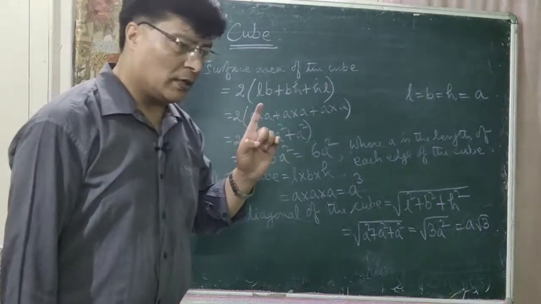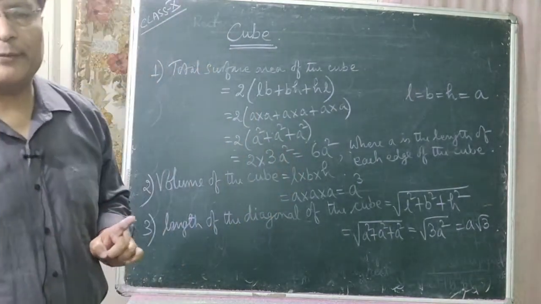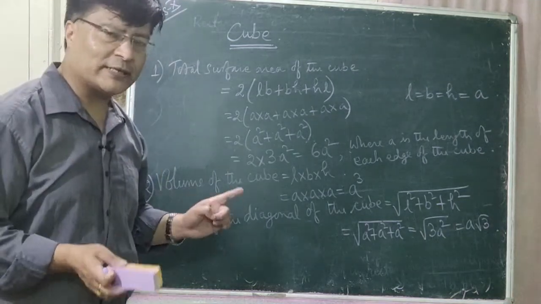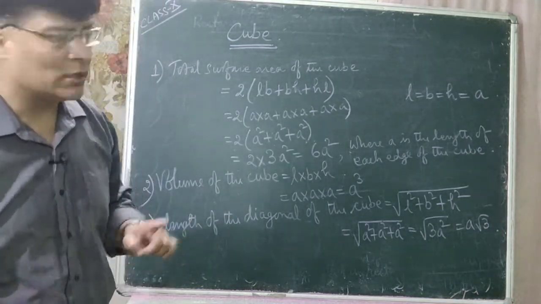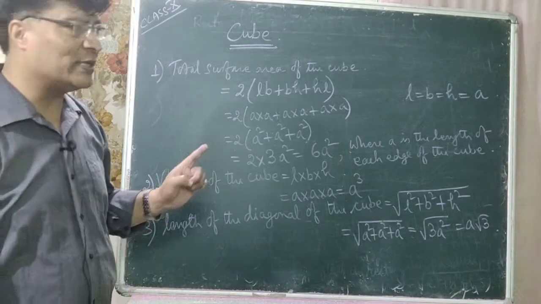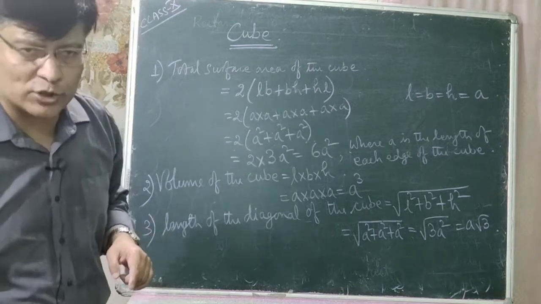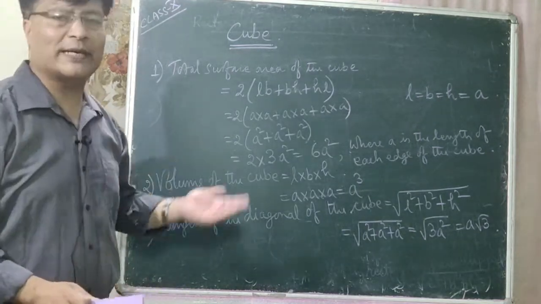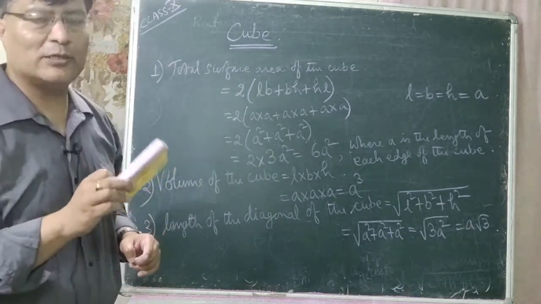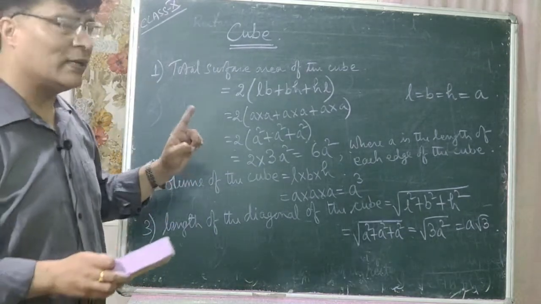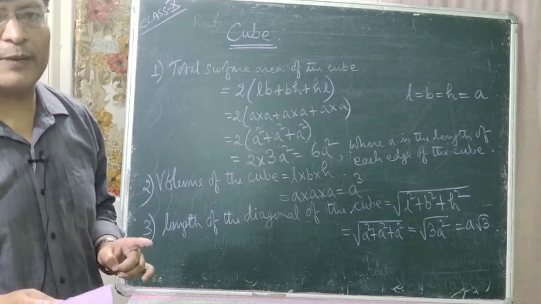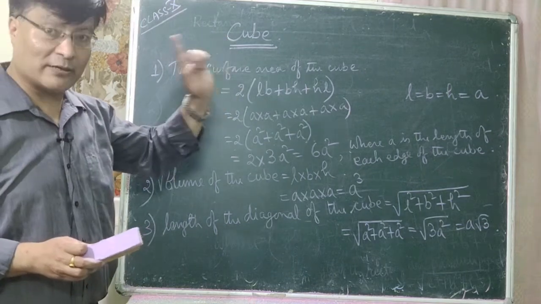That is, total surface area of the rectangular parallelepiped is equal to twice within bracket LB plus BH plus HL. What is the volume of the rectangular parallelepiped? LBH. What is the area of the four walls of a room? It is equal to twice within bracket L plus B into H. And the last one was length of the diagonal of the rectangular parallelepiped is equal to root over L square plus B square plus H square, where L is equal to length, B is equal to breadth, and H is equal to height of the rectangular parallelepiped. Remembering that much is enough for the rectangular parallelepiped.